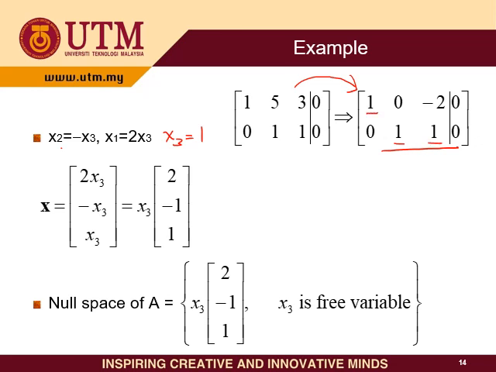Then you make it into this form. So we have x1 which is 2x3, x2 which is negative x3, and x3 which is x3 times 1, right? And then we take out the x3, and we get our answer for the null space of A, which is equal to (2, -1, 1), where x3 is a free variable.